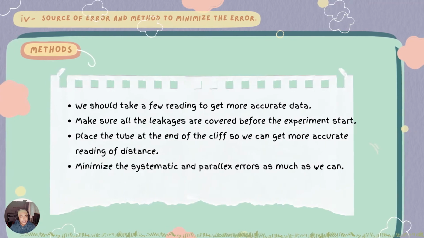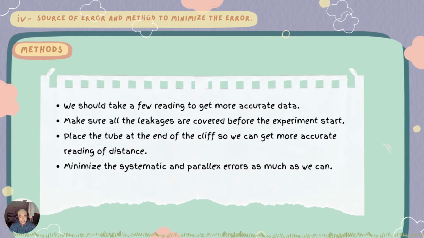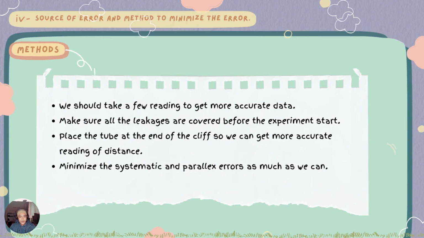Next, the methods to fix the error: we should take a few readings to get more accurate data. Next is to make sure all the leakage is covered before the experiment starts. Third is to place the tube at the end of the cliff so we can get a more accurate reading of distance. And lastly, minimize the systematic and parallax error as much as we can.